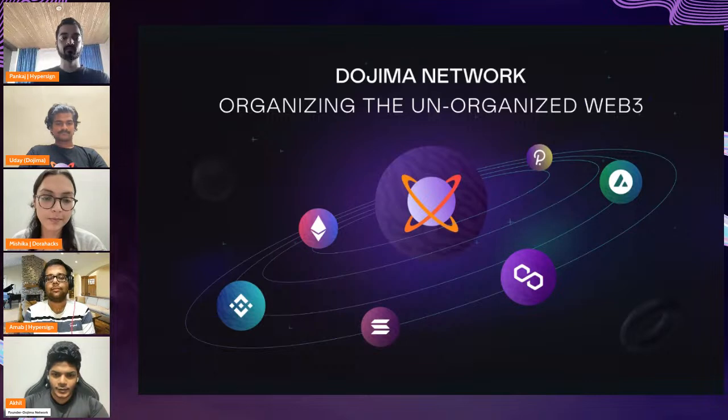Hello, everyone. So, at Dojima Network, we are creating a cross-chain middle ground that is able to connect blockchains that are completely different in the underlying architecture. And on top of it, we're trying to build a platform that enables users and developers from all the blockchains to meet at one place and thus creating a truly decentralized cross-chain ecosystem.